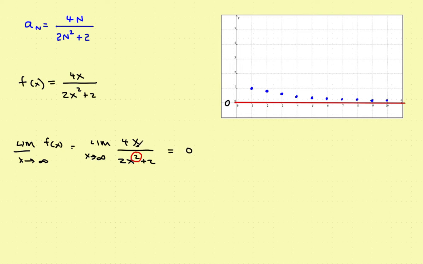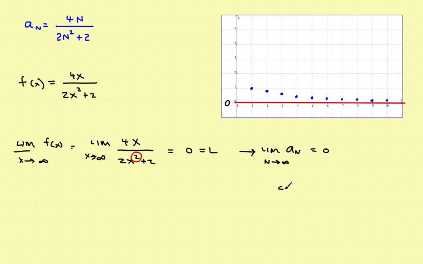Or another way of doing it is divide the whole thing through by x, the highest power in the denominator, which would be x squared divided by x squared, and you'll get the same answer. So the limit of this thing is 0. So if the limit of the function is approaching 0, then that implies that the limit of the sequence a sub n, as n approaches infinity, must also be equal to 0. Because the function up here agrees with the sequence at every point. So you show that it's equal to 0.